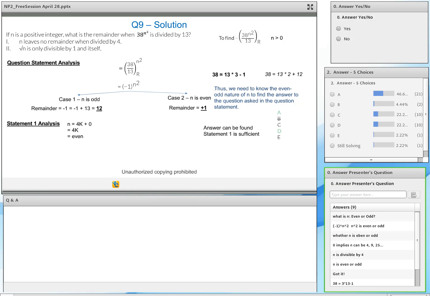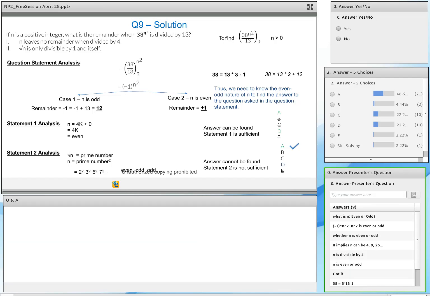Now for D to be correct, I have to make sure that statement 2 also gives me the answer independently. Now what does statement 2 say? Statement 2 says the square root of n is a prime number, which means that n is equal to a prime number squared. Now my prime numbers can be 2, 3, 5, 7 and so on. One of the prime numbers is even, the others are odd, which means that I really cannot find the answer, because statement 2 does not tell me in a definitive manner if n is odd or even. That is why the correct answer here is choice A.